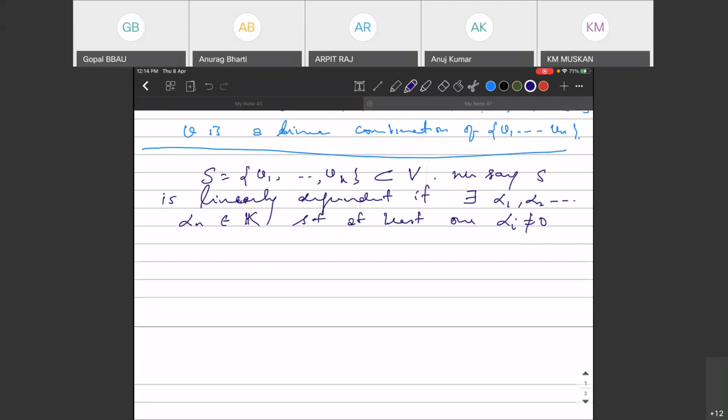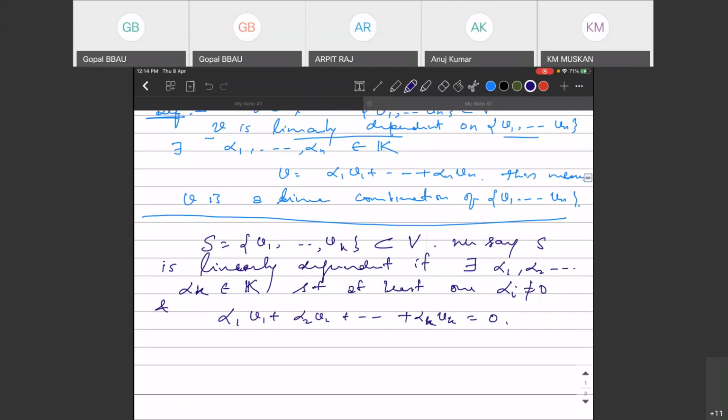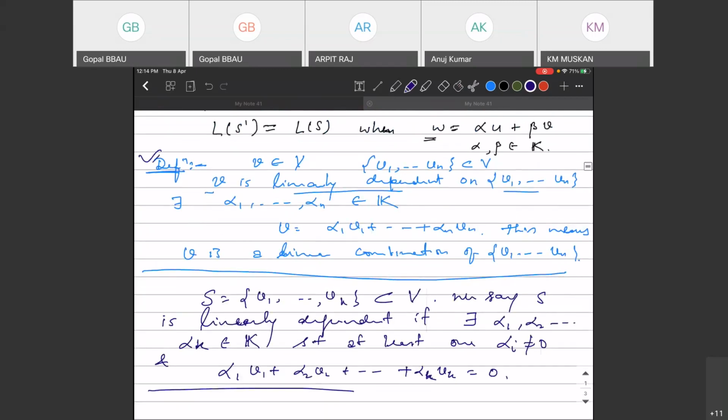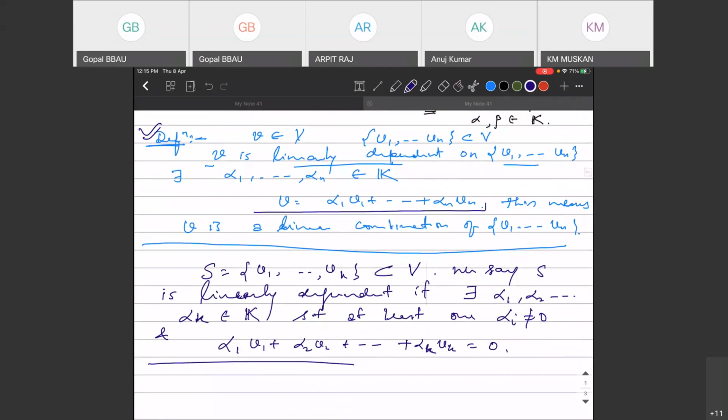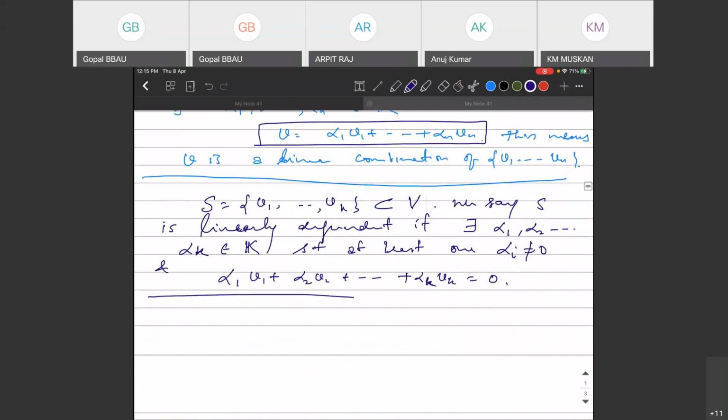Okay, we say that S is linearly dependent if we have n scalars such that at least one of them is non-zero, and alpha 1 V1 plus alpha 2 V2 plus up to alpha K Vk equals 0. So from this definition and from the above definition, you may observe that if we rewrite this equation, it can be written in this form: alpha 1 V1 plus alpha 2 V2 plus alpha n Vn plus minus 1 V equal to 0. Okay, is it true?